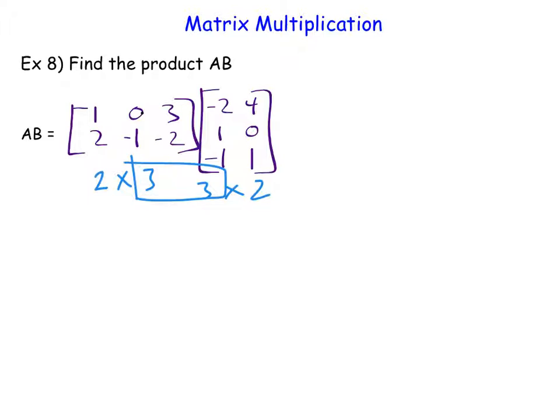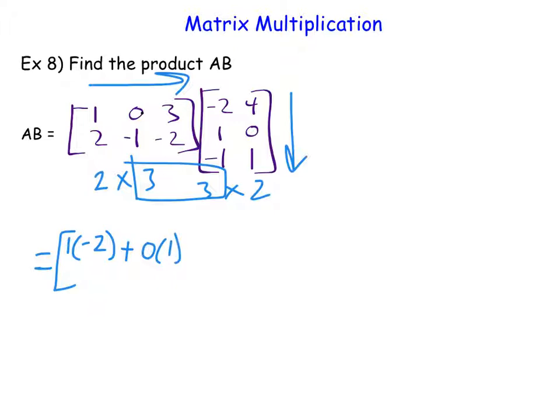Now I'm going to leave a little space here because writing out the steps can get a little bit lengthy. Not too bad. To start with, I go with the top row and then the first column. We work our way across, and here we work our way down. So for example, I go across the top row here and I have 1 times -2 plus 0 times 1 plus 3 times -1.